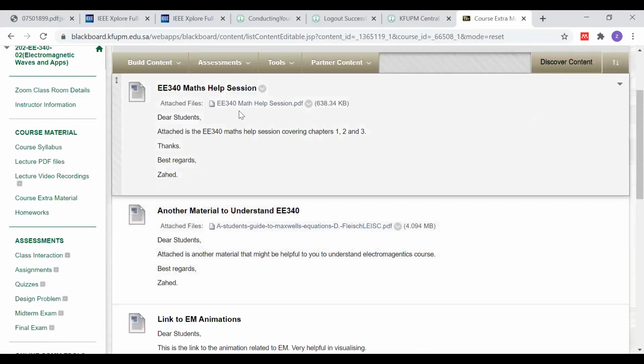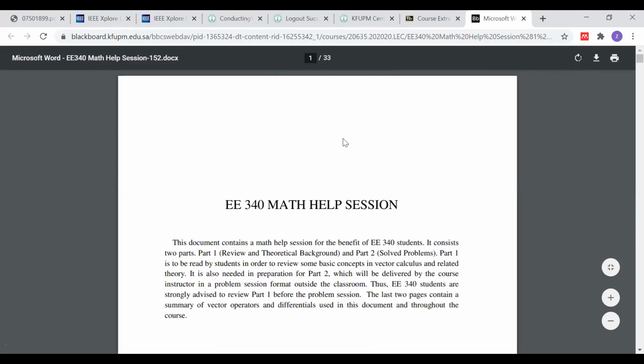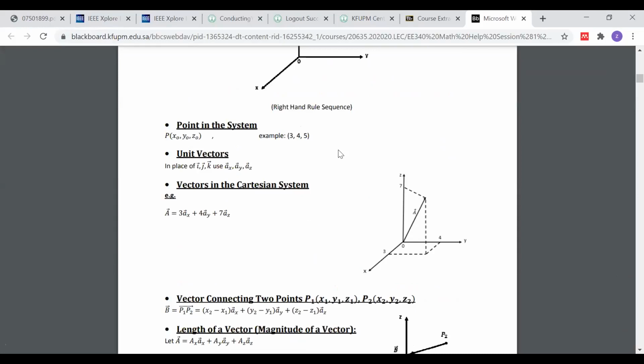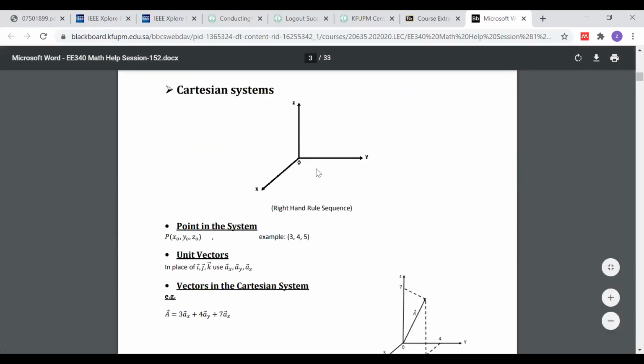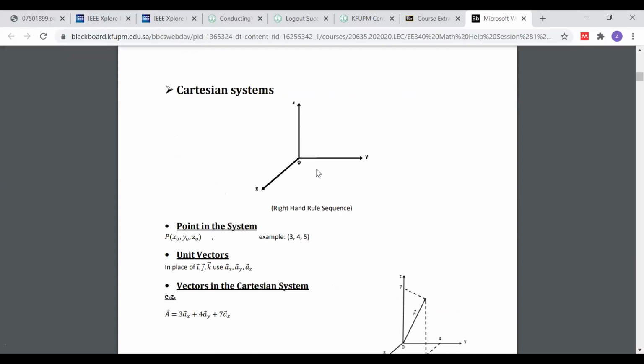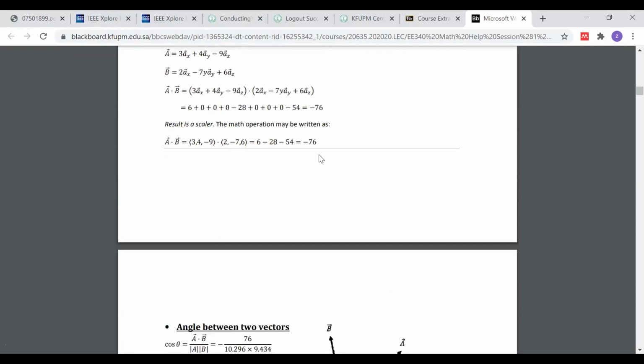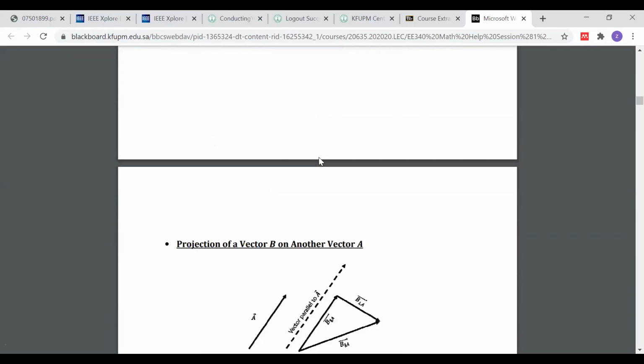For example, there is an EE340 maths help session here. It's a PDF file. It summarizes chapters 1, 2, 3 of Sadiku, which are the coordinate system and vector calculus. I encourage you to go through this to revise, because it's been a long time since you might have taken Math 302. So please go through this help session and brush up on the coordinate systems, which I'm going to do in the class, but it will be very quick.